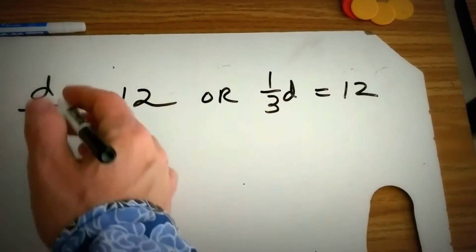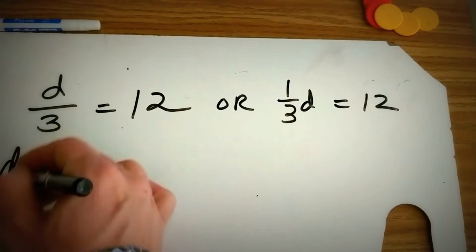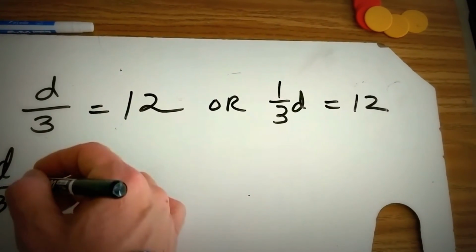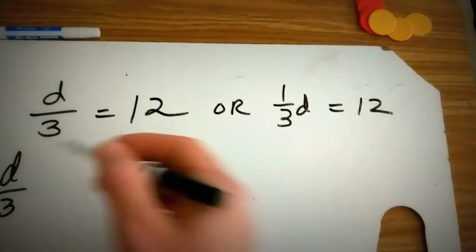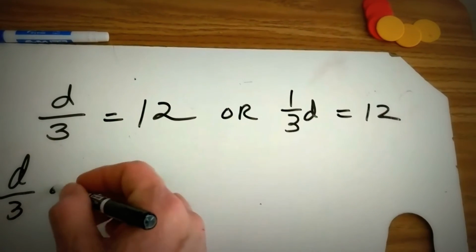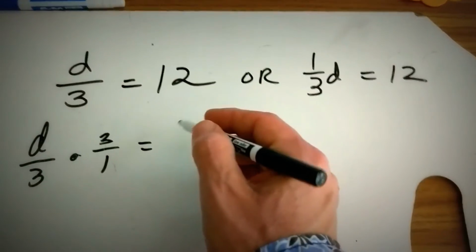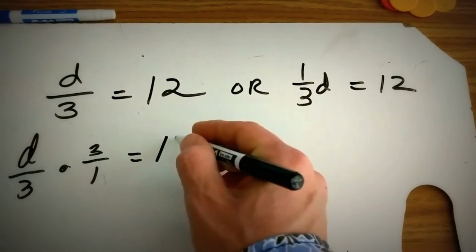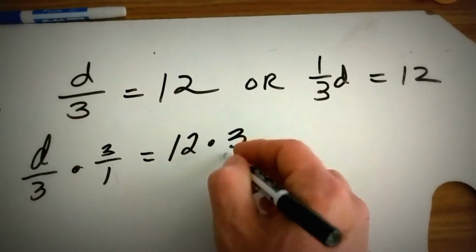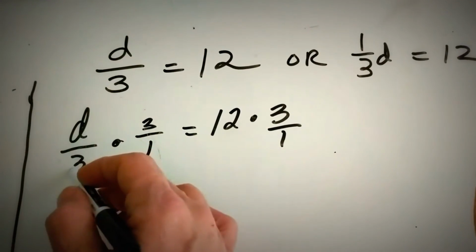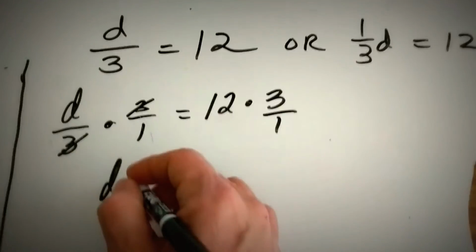On the left-hand side, what I want to do is get rid of this 3. I want to get d by itself. So what I'm going to do is multiply by the reciprocal, because essentially d over 3 is the same thing as 1/3 times d. So the reciprocal of 1/3 is actually 3 over 1. Since I'm multiplying the left-hand side of the equation by 3, I need to multiply the right-hand side also by 3. These two 3's cancel each other out, so I'm left strictly with just d on the left-hand side.